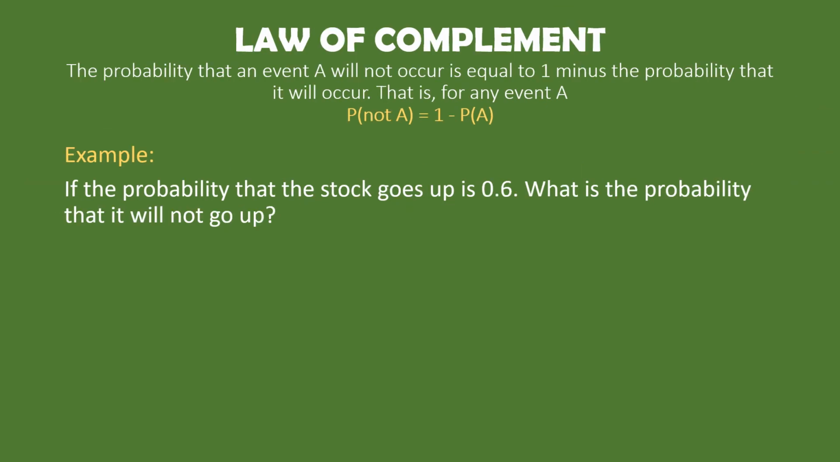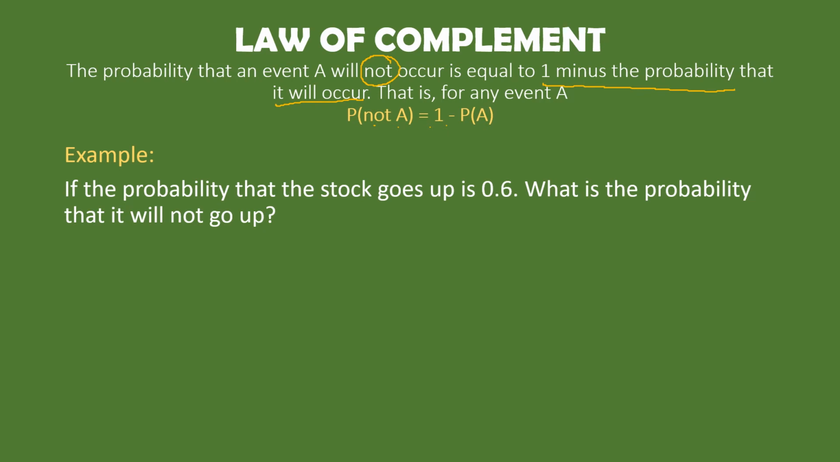The next is the law of complement. So what do we mean by law of complement? This says that the probability that an event A will not occur is equal to 1 minus the probability that it will occur. That's why the formula is P of not A is equal to 1 minus P of A. That means we are looking for the probability that it will not occur. Okay? So let's have an example.